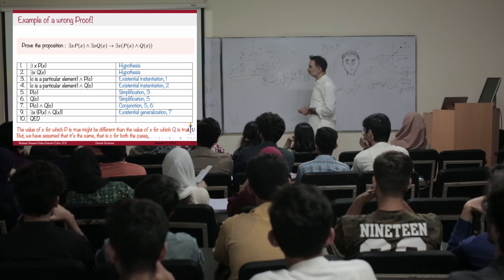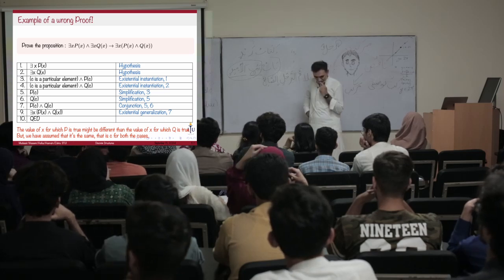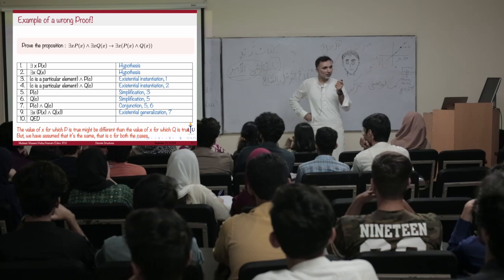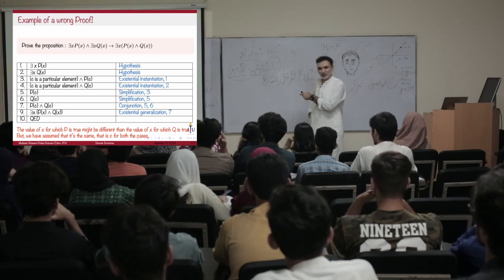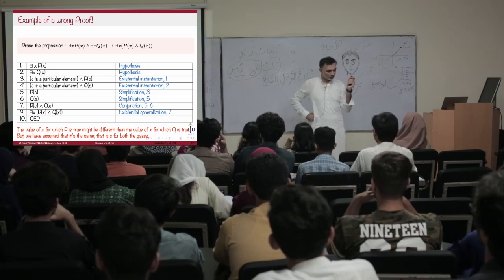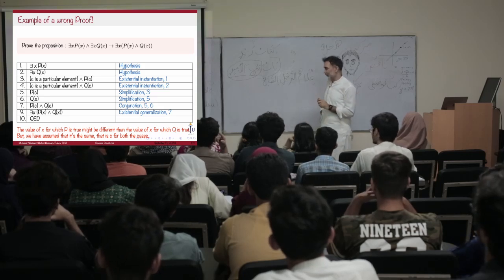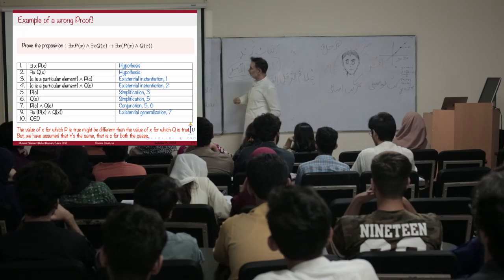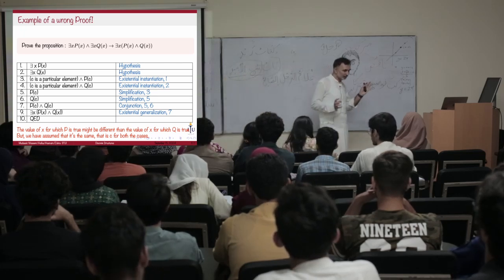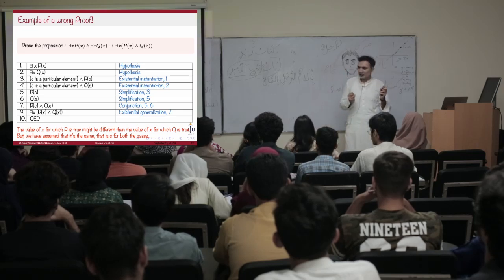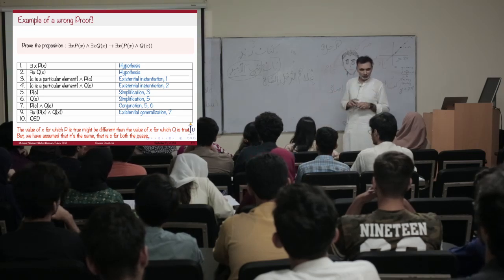Yeah, you kind of figured it out. So the thing is, C stands for a particular element in the domain for which P is true. That's fine. On line 4, we are also saying that C is some particular element of the domain for which Q of C is true.